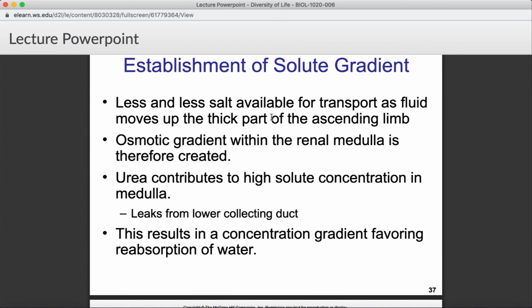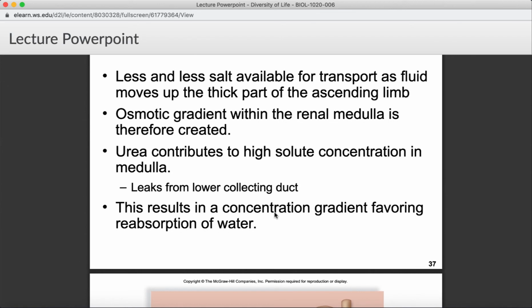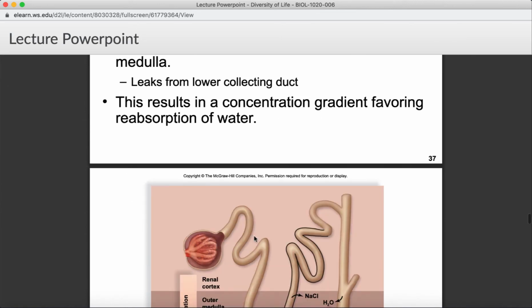To establish a solute gradient, you have to have a difference in concentration of solute, which will produce an osmotic gradient, meaning that the water wants to flow from a concentration of high solute to low, and urea also contributes to the solute concentration in the medulla, and the result is a favorable gradient for the reabsorption of water.